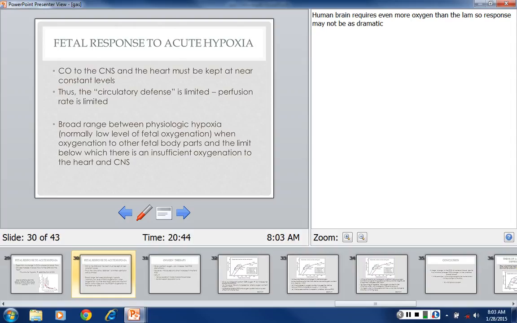But there is a very broad range. Remember, first you have some decrease in oxygenation, and you're going to slowly get less flow to other non-essential areas. How much does the baby need at skeletal muscles? How much does the baby need to get blood to the gut? It's not really using it. And that's just when you're going to start seeing changes when you're doing your biophysical profile and everything else.